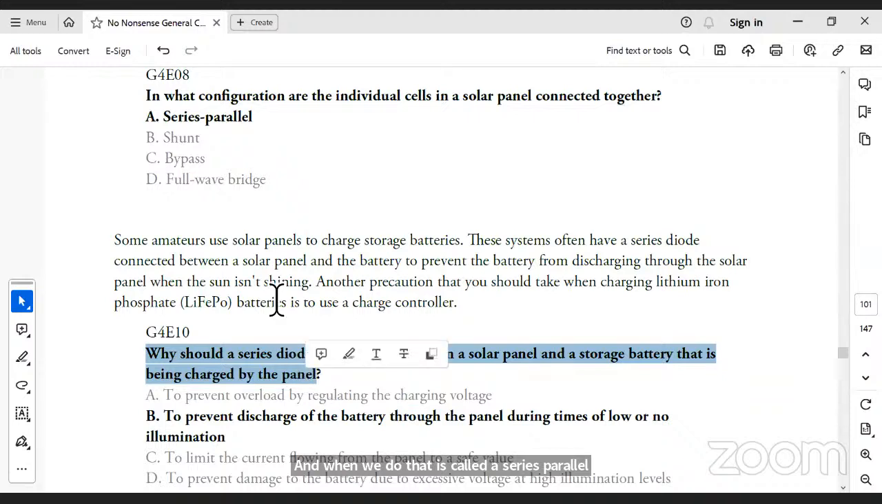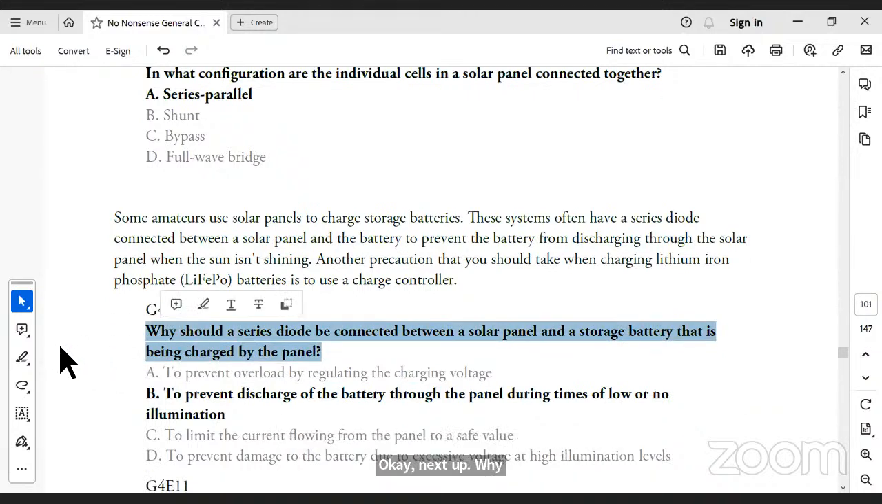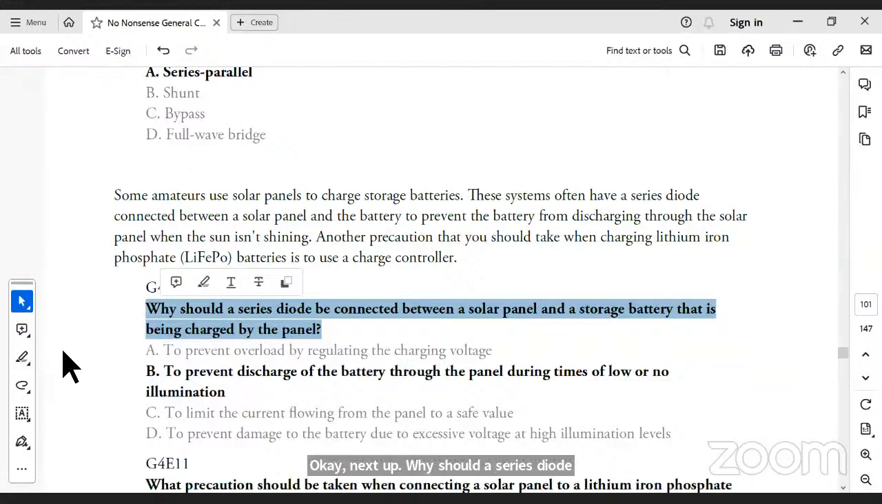Okay, next up. Why should a series diode be connected between a solar panel and a storage battery that is being charged by the panel? Let's dissect this question. What are they asking us? Why should we use a series diode? Remember what a diode does? It allows the flow of electricity or current in one direction only and not the other, just like a check valve in the water circuit, right?